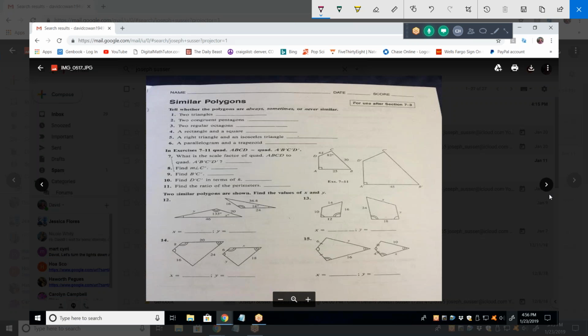I'm looking at 13. So this angle here is equal to what angle from the other one? Yeah, it's hard to even define because they don't have any letters. But which angle is it? Is it top left, top right, bottom left, bottom right?